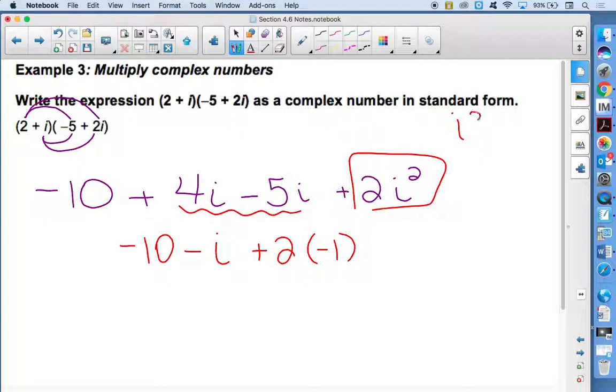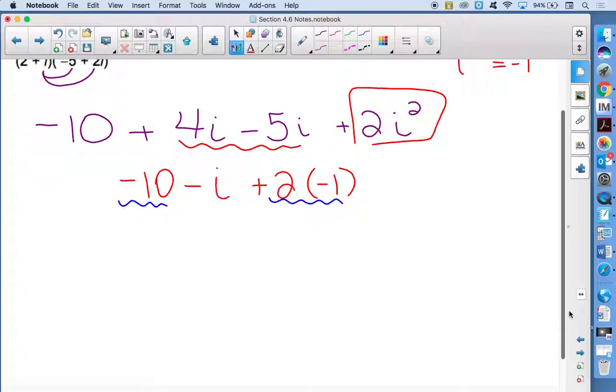So i squared is equal to negative 1. Because if I started with i equaling the square root of negative 1, and I square both sides, i squared is equal to negative 1. So I can change this to be a negative 1. So then when we're trying to simplify it, we have a negative 10, and then 2 times negative 1. So Megan, what's our final answer going to be? And then minus i. Nice job.